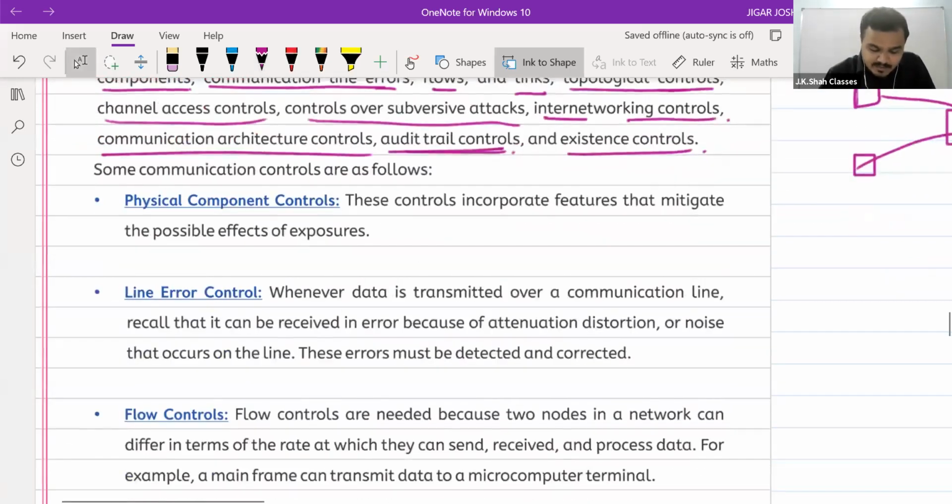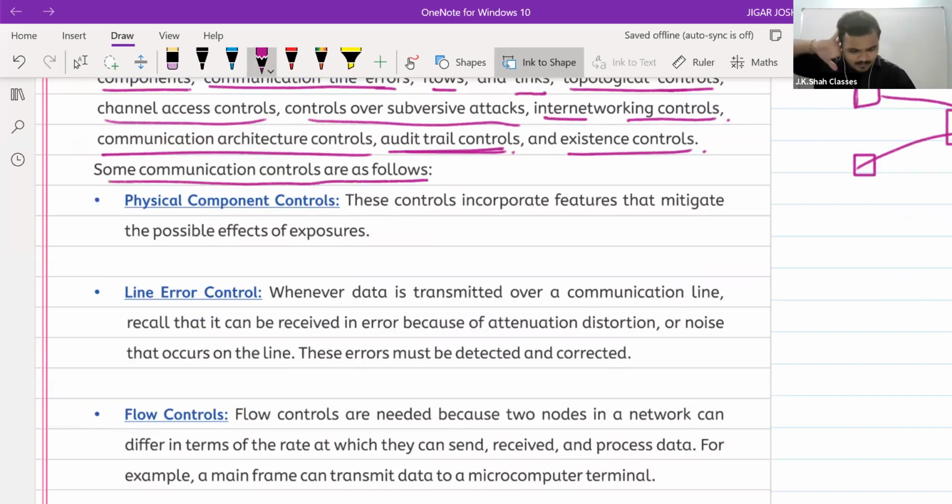First one, communication controls. You need to remember at least 4. How many do you need to remember? Sir, at least 4. Okay. Do not take too much risk regarding this. It's very simple. You can easily remember this much. See the first one: physical component control. What do you mean by physical component control? Sir, all your devices should have proper physical control. They should be operated by only a few people, and the operation should not be given in the hands of each and everyone. Yes?